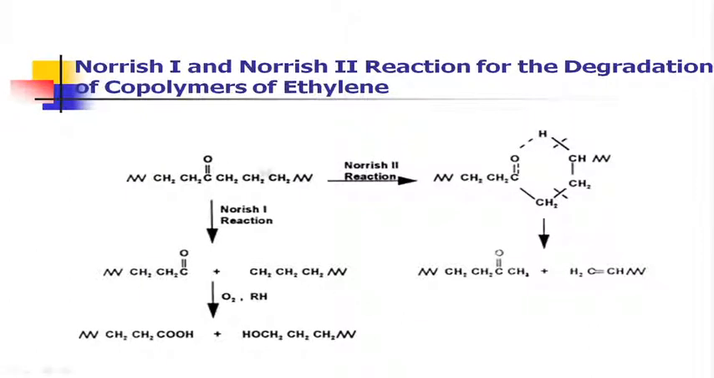Now, this again shows another kind of reaction scheme, known as the Norrish 1 and Norrish 2 reaction mechanism, for the degradation of copolymers of ethylene. This is one path and this is the Norrish 2 path, and ultimately these are the fragmented products forming from a polyester molecule. We can get fragments having groups like carboxyl, an acidic group, as well as hydroxyl group, an alcohol group. So, a polyester bond after breaking will form carboxyl and hydroxyl groups, and the polymer chain will be fragmented into many parts.